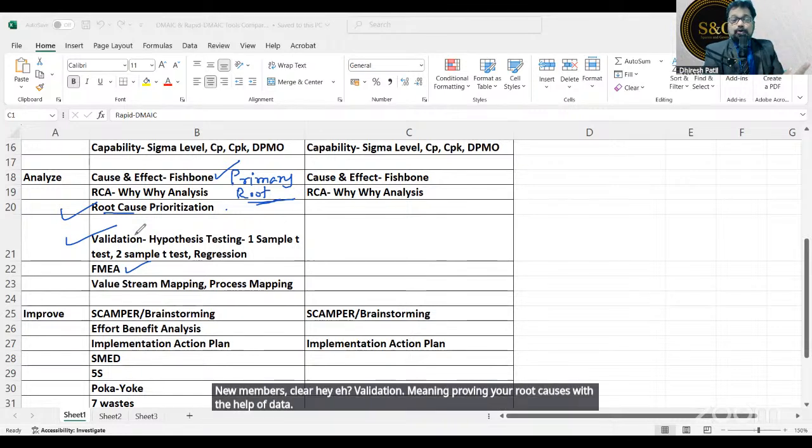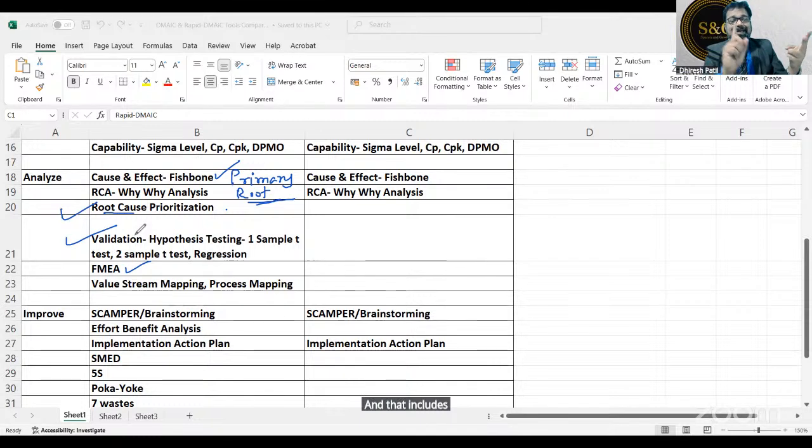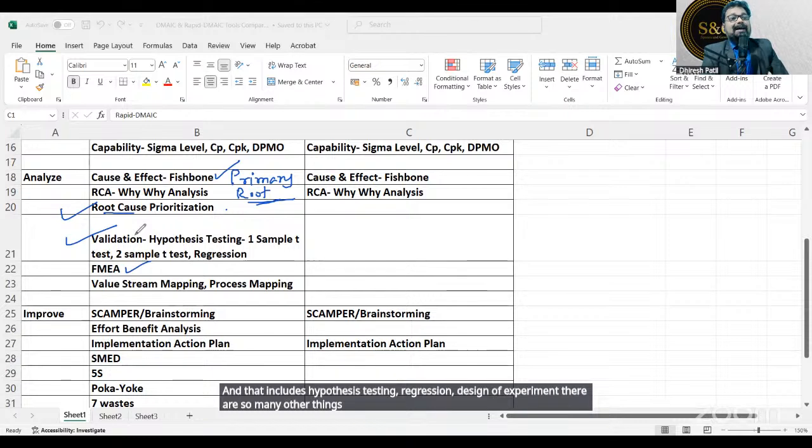And that includes hypothesis testing, regression, design of experiment. There are so many other things. Exactly.